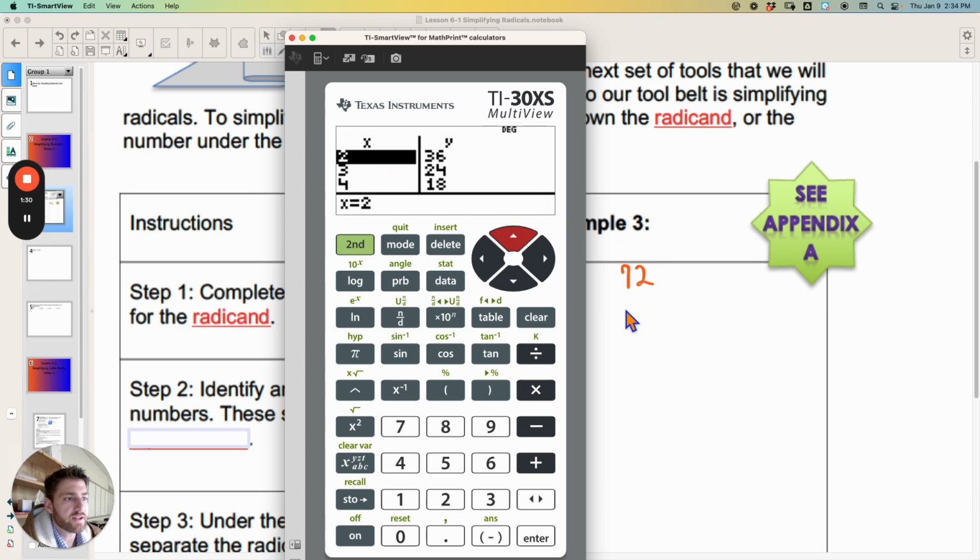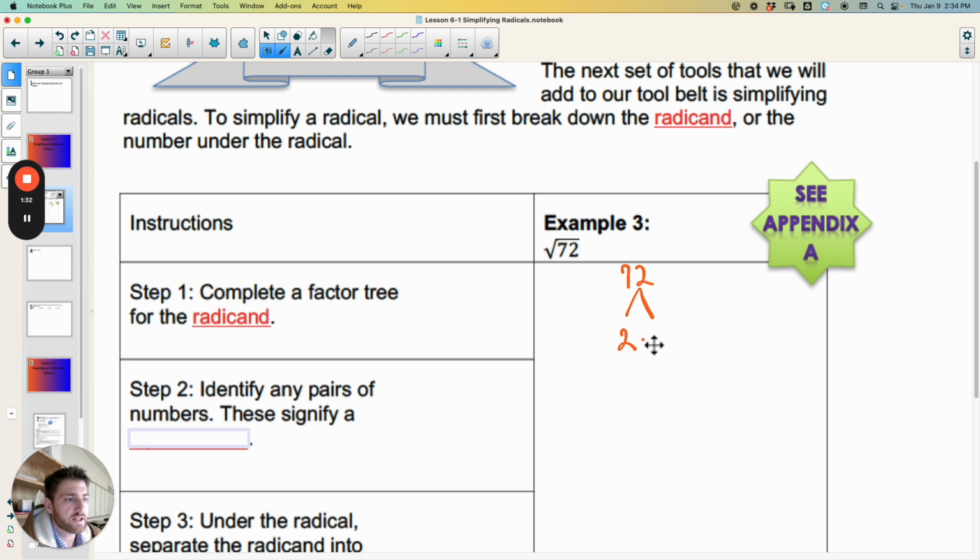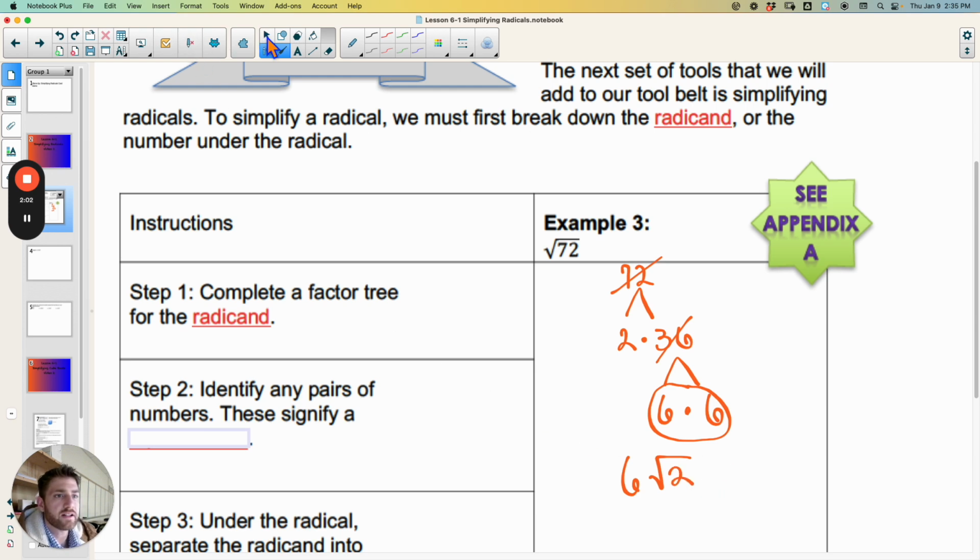So 2 and 36 is what I'm going to put here. So this breaks down to 2 times 36. And I'll cross out 72 because I know that 2 times 36 is 72. And the reason I like having 36 here is I know 36 breaks down into 6 times 6. And that's a perfect square. So what's great about that is that now I know that the square root of 36 is 6, or I have a pair of 6's, and I can pull that outside of my radical. Okay, so that's going to lead us into step 2.